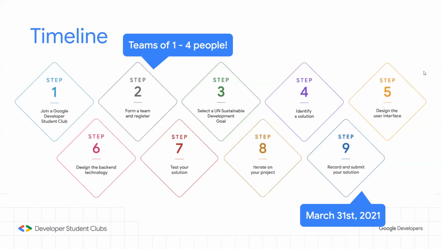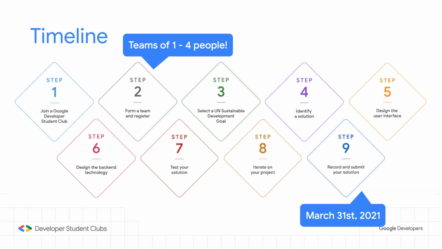This is a basic timeline of the event. You want to make sure that you are joined in the Google Developer Student Club. If you want to join the UCF one, that would be a great idea. You want to form a team of 1 to 4 people. That's the maximum that you can go.